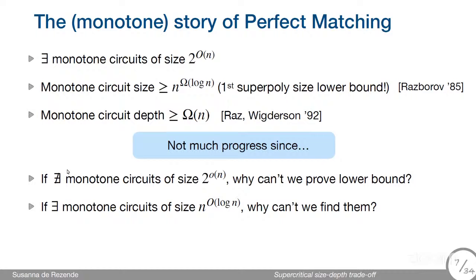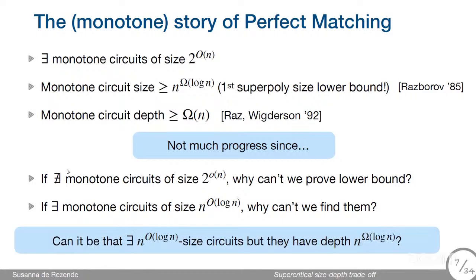Okay. So one theory is that maybe we can't prove lower bounds because they're not true. And we can't find these circuits of size n to the log n because they look so different. So we're not used to seeing circuits like this. So could it be the case that there are circuits of size n to the log n, but they actually have depth n to the log n? So they're not something we would easily come up with.